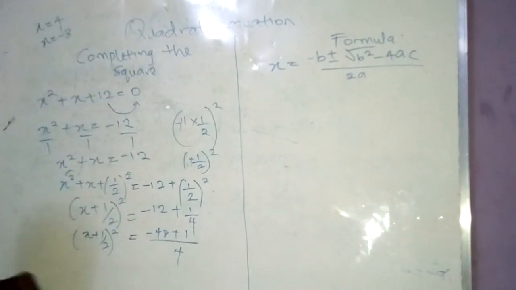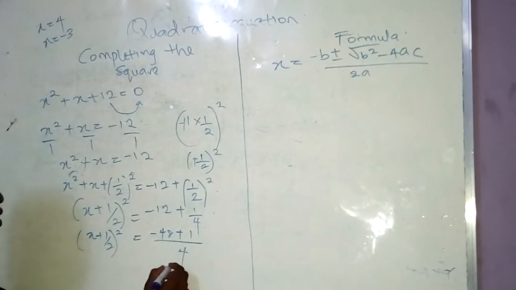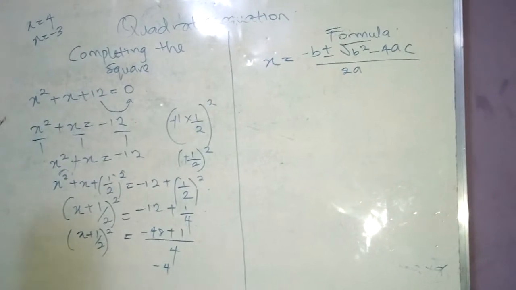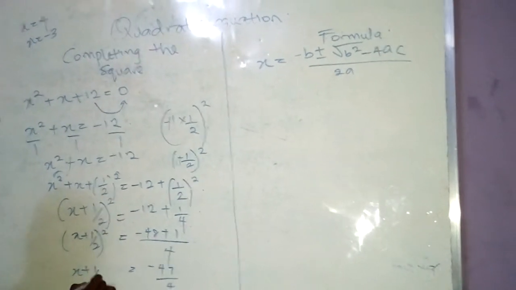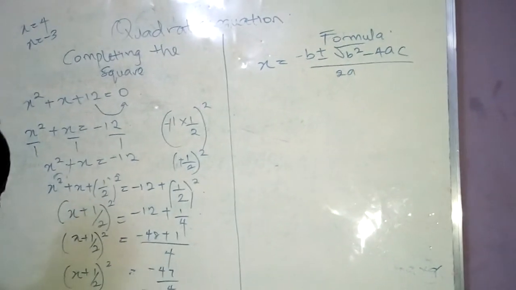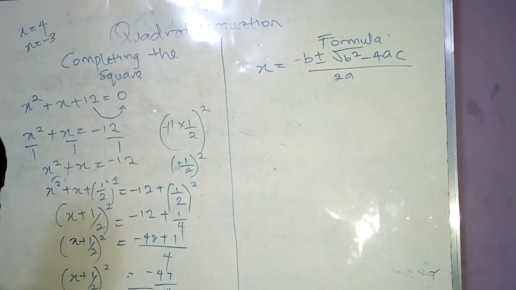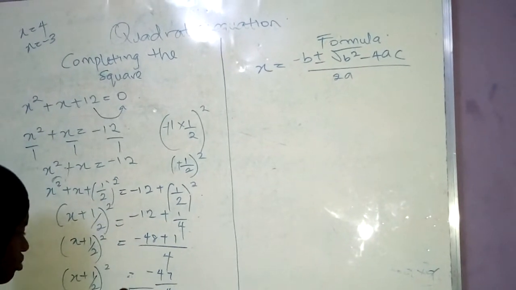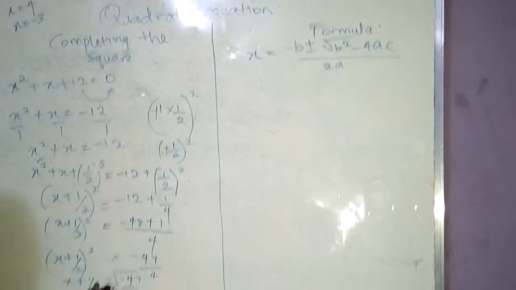I'll manage the space. So this is going to be minus 47 over 4 is equals to x plus 1 over 2 square. So x plus 1 over 2 is equals to the square root of minus 47 over 4. So bring this one to this other side.